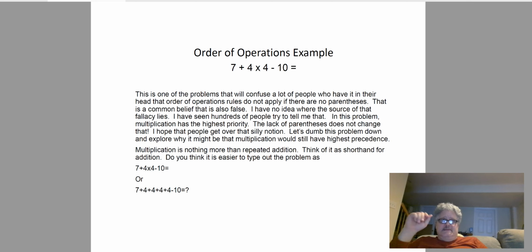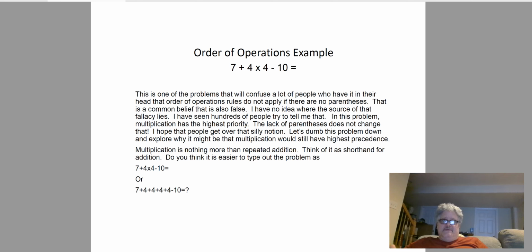Now, I got a second example here. This one doesn't have any parentheses at all. It's 7 plus 4 times 4 minus 10 equals. This is another problem that confuses a lot of people because it doesn't have any parentheses. You can dumb these problems down. The lack of parentheses doesn't change the need for order of operations. You can dumb this problem down because people will get confused when you start mixing multiplication, division, addition, subtraction.